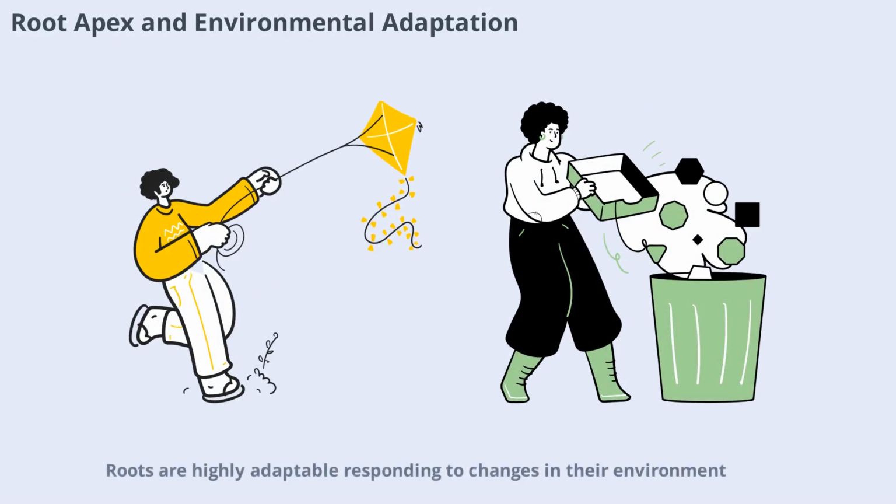Roots are highly adaptable, responding to changes in their environment. The structure and function of the root apex allow plants to adjust to varying soil conditions, water availability, and nutrient levels. This adaptability is a key factor in plant survival and success across diverse habitats.